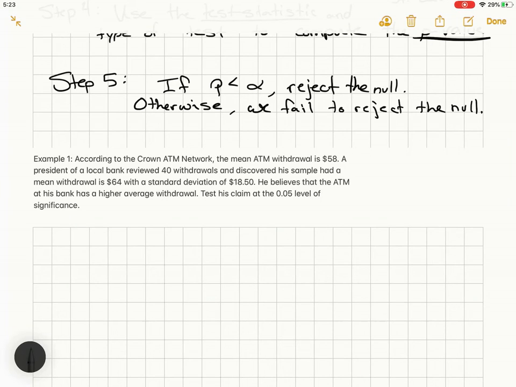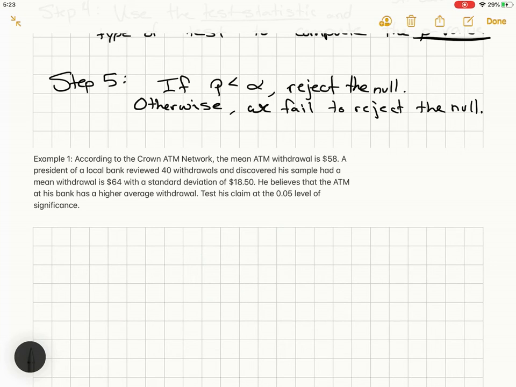Okay, welcome back to part 2. In this example, we are trying to test a hypothesis for a population mean, or test an idea about an average for a population. In this specific video, we are focusing on a right tail test.